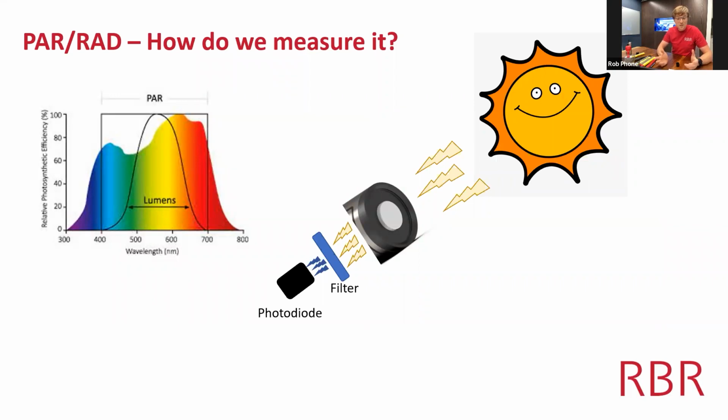So how do we measure PAR and other radiation? It's fairly simple. I have a simple depiction of it here, where we have light entering the face of the sensor through a diffuser, and then it passes through this diffuser, and then we have a filter inside to select the particular wavelength or waveband that we're interested in, and then a photodiode to measure it.